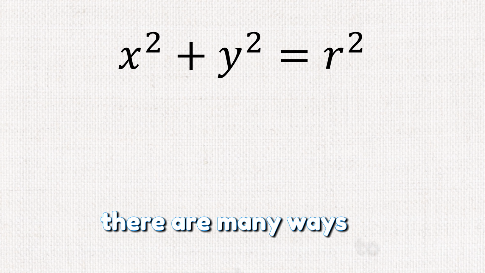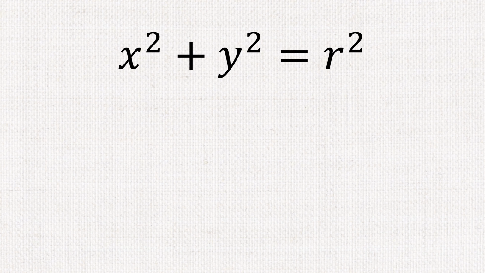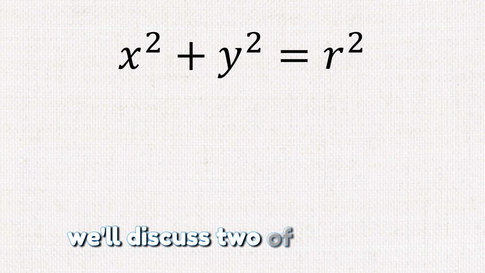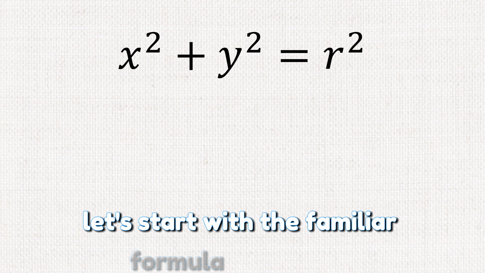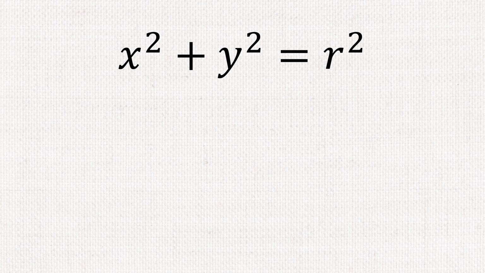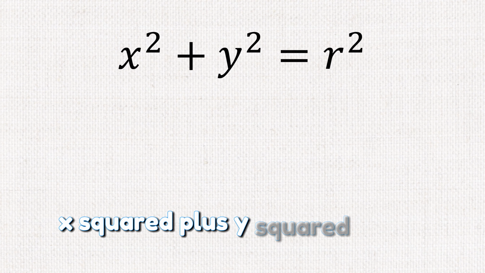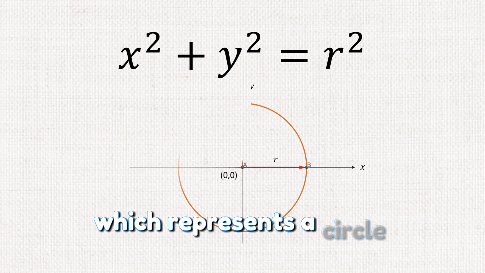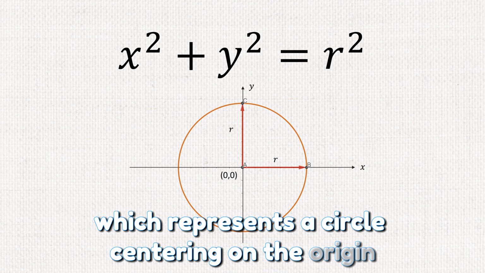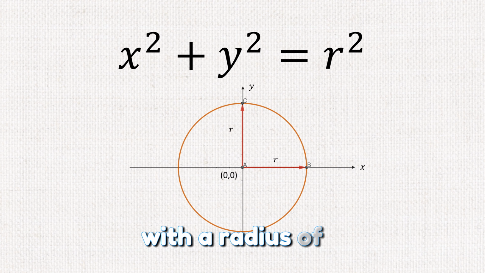There are many ways to represent an ellipse. We'll discuss two of them here. Let's start with the familiar formula for a circle. x squared plus y squared equal to r squared, which represents a circle centering on the origin with a radius of r.